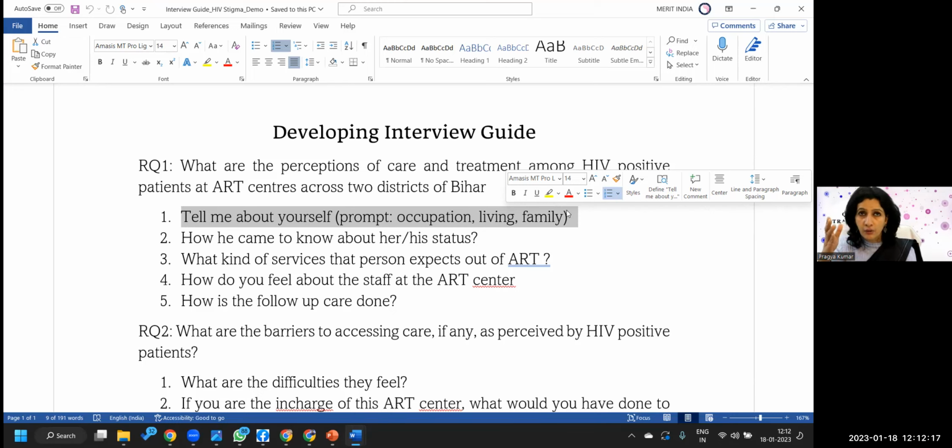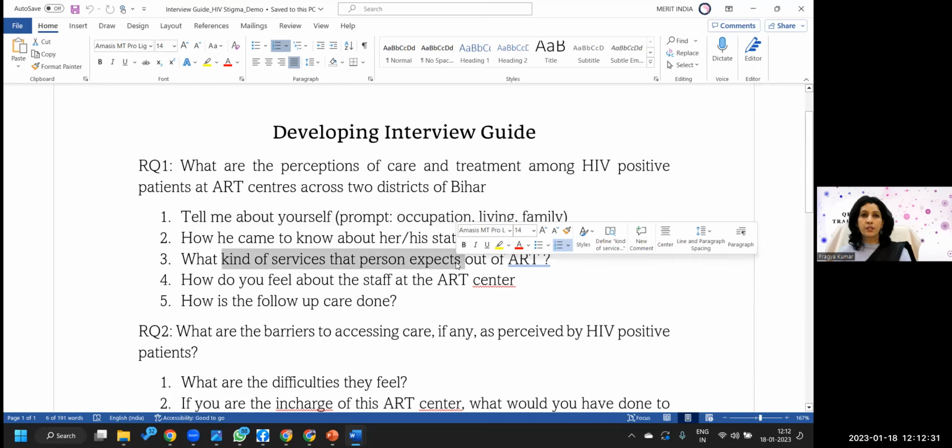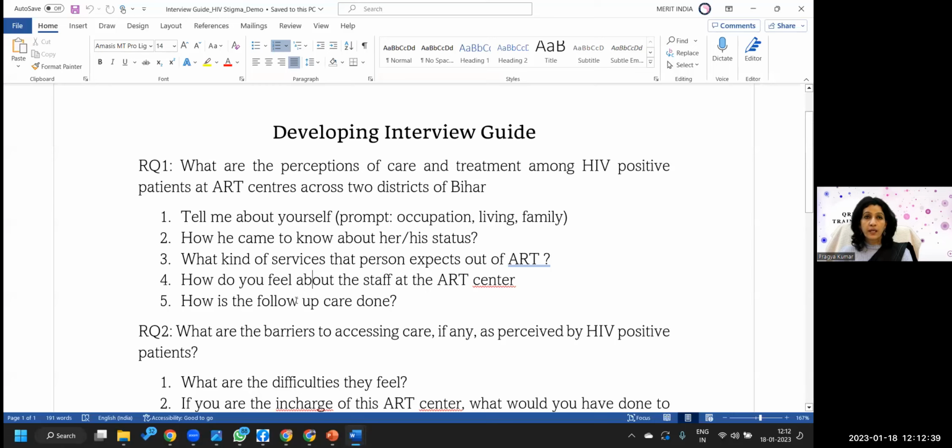Now the next question is how he came to know about her status, then what kind of services that person expects out of ART. That is again a sort of hypothetical question. Then you are asking, how do you feel about the staff at the ART center? Then how is the follow-up care done? So you can see the type of questions. There is no question where the answer will end in yes or no. All the questions are what and how. So we said initially that your main questions should constitute the what and how.